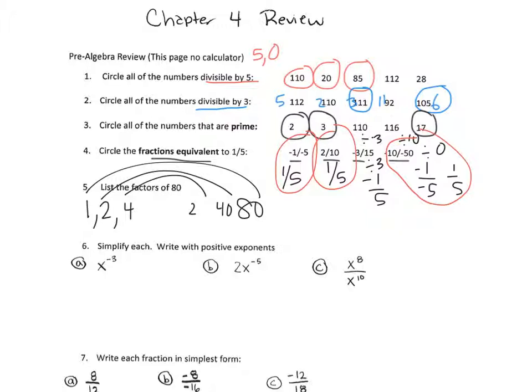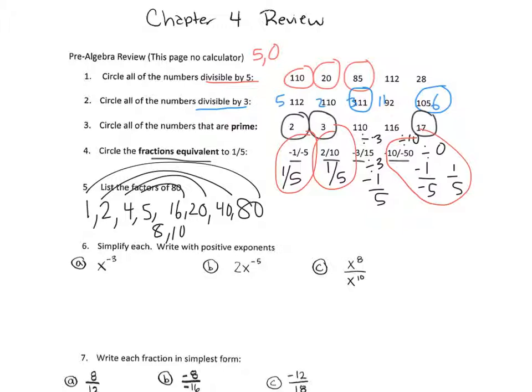20, because 80 divided by 4 is 20. 5, 80 divided by 5 is 16. And then 8 and 10. So those are all the factors. So think of doing the factor rainbow.